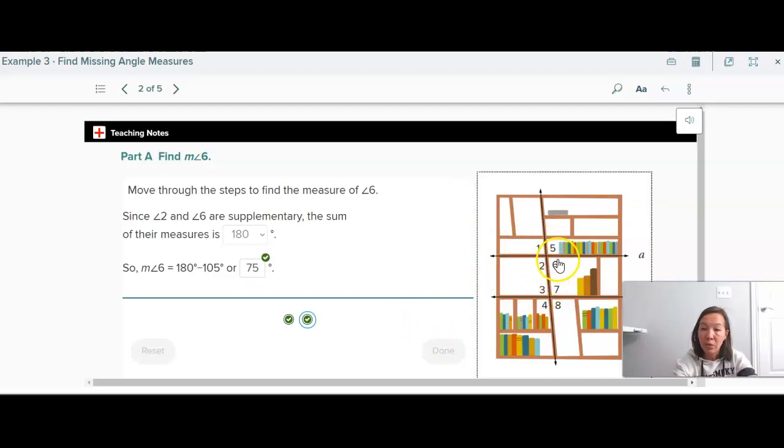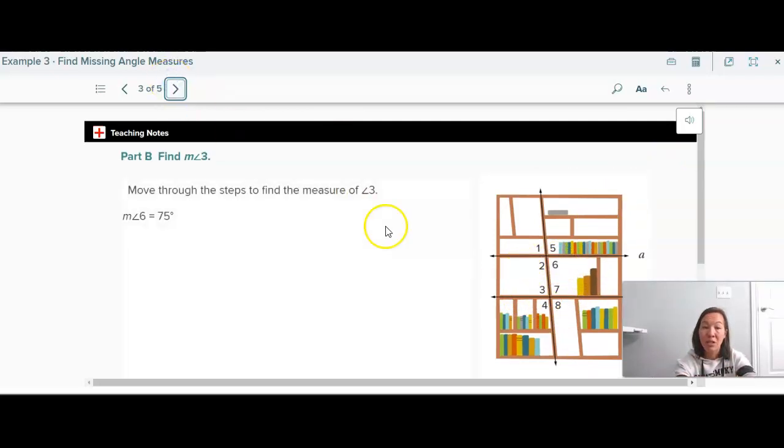Now, angle 3. Is this related to 2 or 6 in any way? What's the relationship between angle 6 and angle 3? They're actually a special pair that we talked about. Since they're on opposite sides, they are alternate, and since they're between the parallel lines, they are interior. And we said that alternate interior angles are what? Yes, congruent.